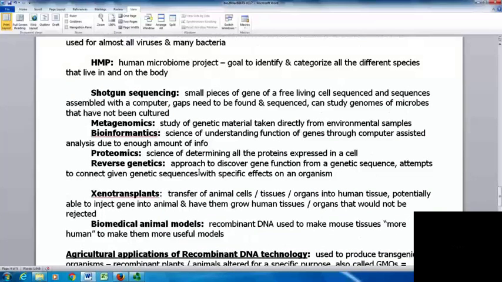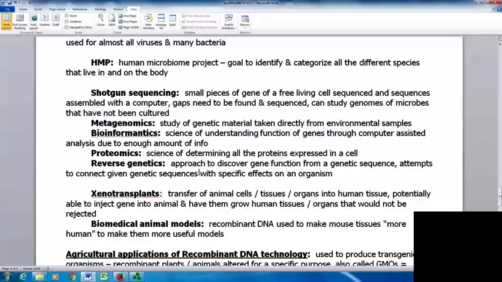Using shotgun sequencing, small pieces of a gene of a free living cell are sequenced, and then the sequences are assembled with a computer. The gaps need to be found and sequenced, but this does allow us to study genomes of microbes that have not yet been cultured. With metagenomics, this is the study of genetic material taken directly from environmental samples.